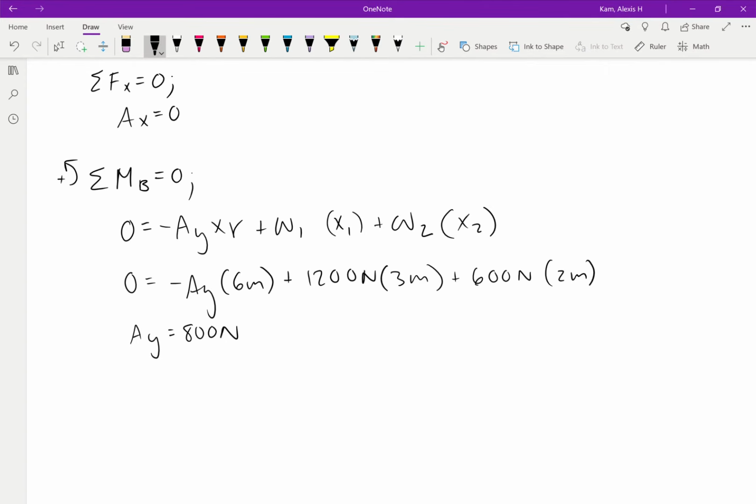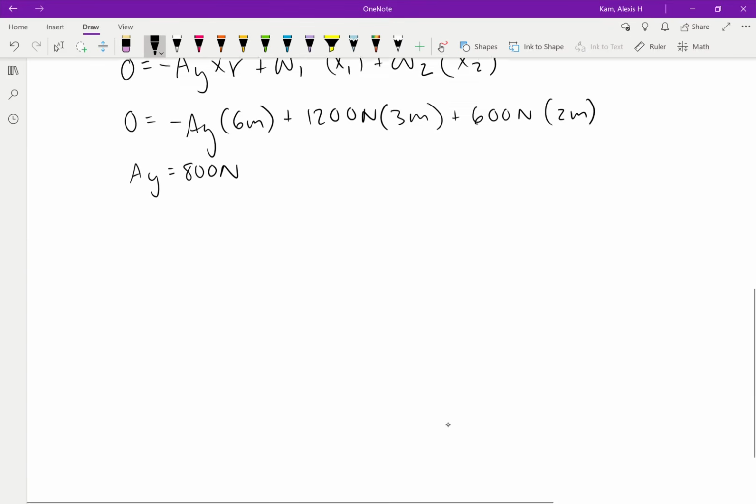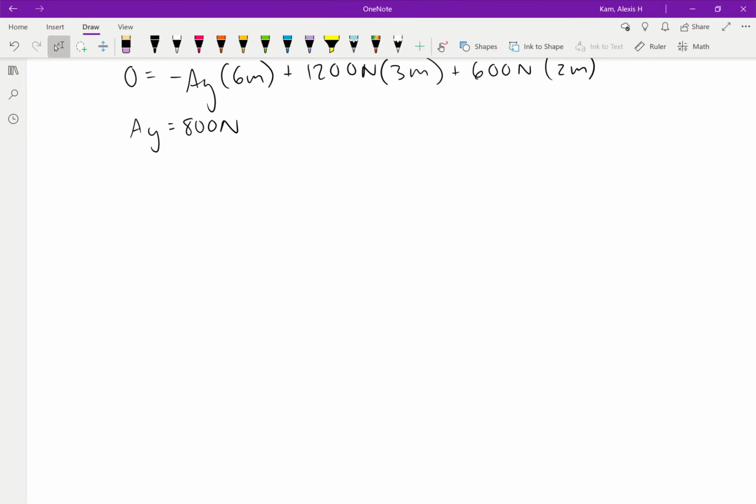Now we can take a look at the next part. To do this, I think it's best if you take a cut at the beam, but do it from the left side. Because the thing is, we haven't solved for BY, and honestly, we don't really need BY to do this, so it'll be a lot easier that way.